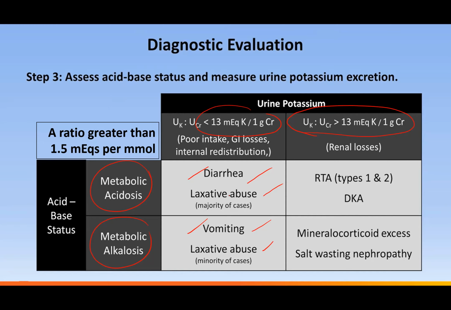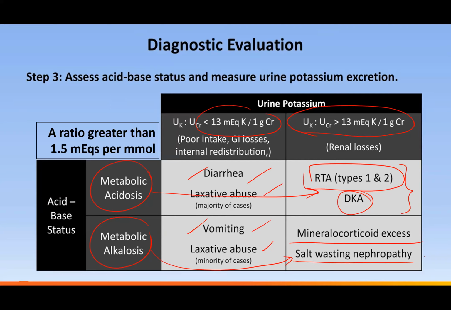Supposing the potassium creatinine ratio in the urine is more than 13, it means the kidney is wasting. How can it waste? Renal tubular acidosis, type 1 and 2, or diabetic ketoacidosis, osmotic diuresis, and renal wasting is more. In these cases, it will be acidosis. If the patient is alkalotic, I am thinking of mineralocorticoid excess and salt-wasting nephropathy. This is how you differentiate between the renal wastings by looking at urine potassium compared to urine creatinine.